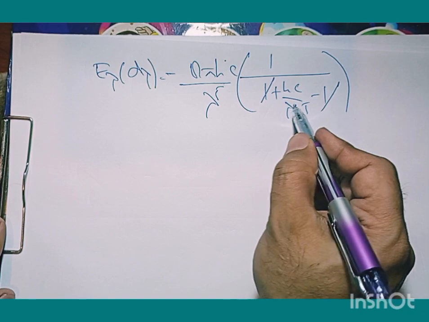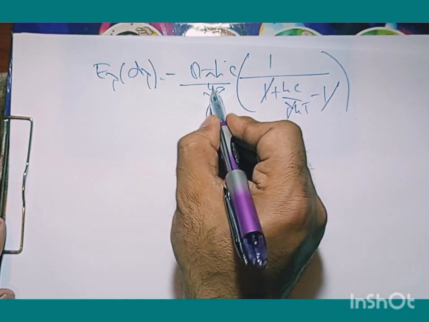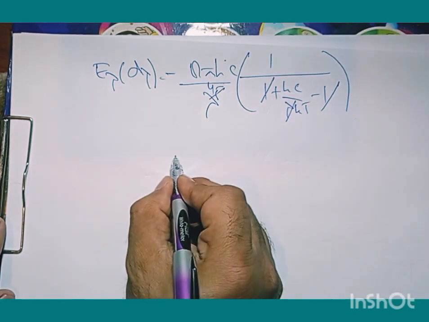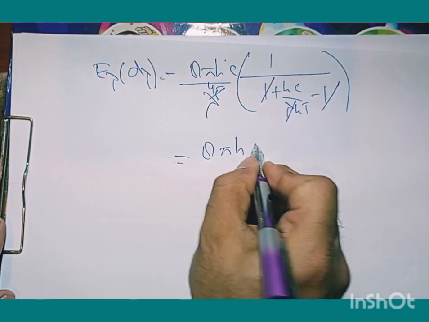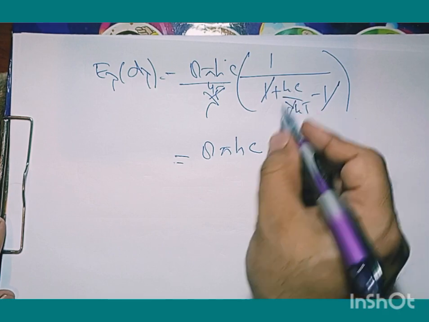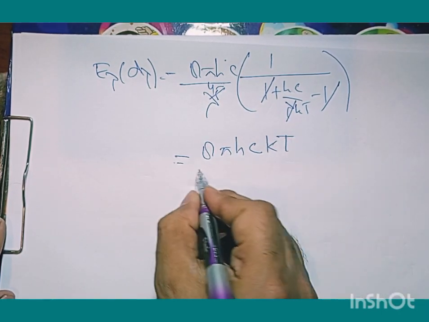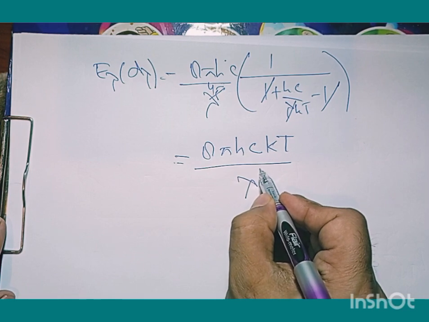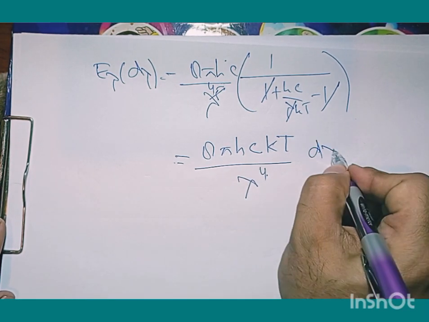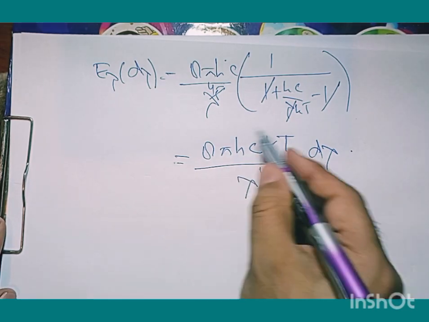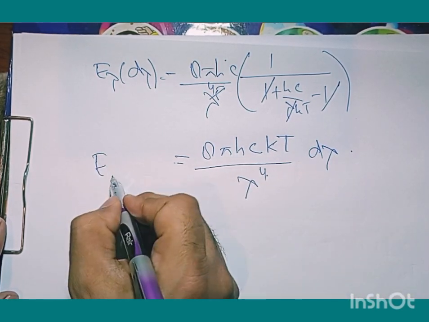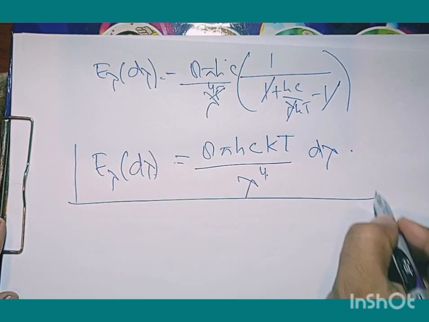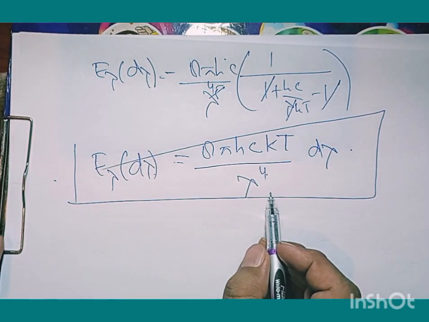Now this will go up, so 1 lambda, and this will convert to 4, and we'll boil this down to 8 pi hc, kT will go up, divided by lambda raised to the power 4 d lambda. Now you can convert this in terms of frequency, and you will see that you are back to what is called Rayleigh-Jeans law. So this is our Rayleigh-Jeans law.